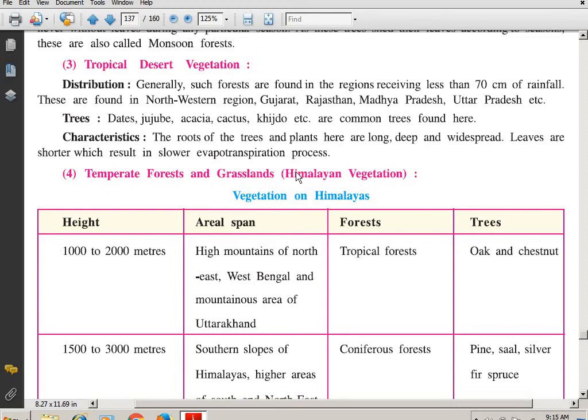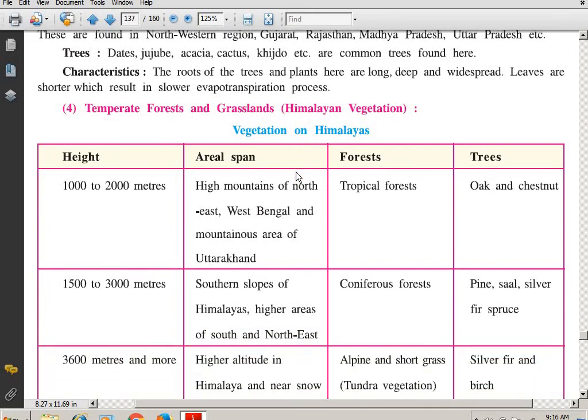So students, how is the growth? The trees and plants over here have long, deep and widespread roots. Leaves are shorter, which results in a slower evapotranspiration process. So this question is also done about the tropical desert forest. Unlike the evergreen forest and the monsoon forest, this tropical desert forest does not have another name. Only one name has been given. The trees that grow over here are dates, jujube, acacia, cactus, khijdo.